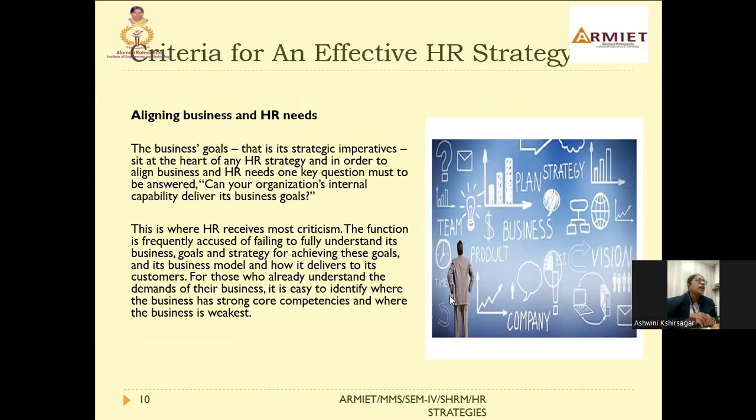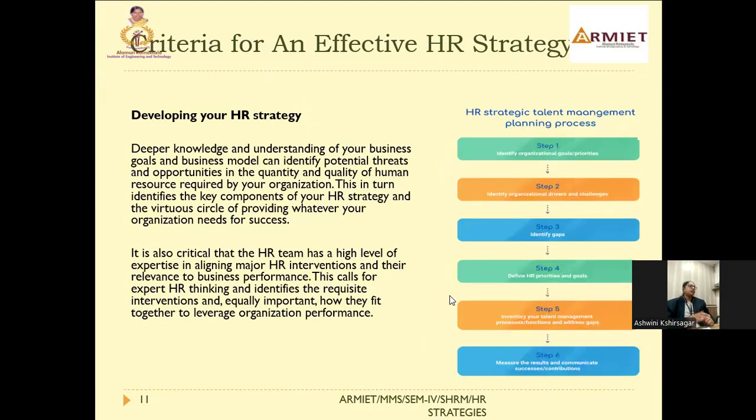Now, what is aligning business and HR needs? The business goals, that is the strategic imperatives, and whether your organization is internally capable of delivering its business. Similarly, it will explain where HR receives most criticism. The function is frequently criticized, and it is easy to identify where the business has strong core competency and where the business is weakest. Developing your HR strategies.